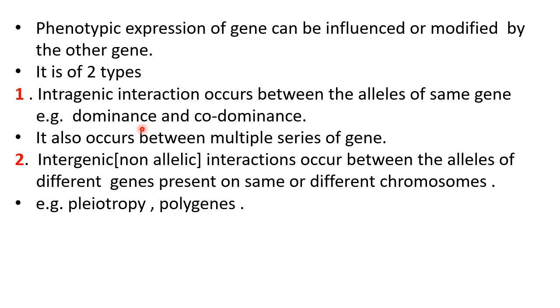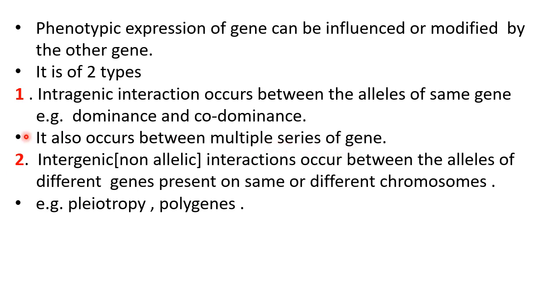Example, dominance and codominance. Now you know that when there is a cross between individuals differing in one pair of contrasting characters, the character which appears in the F1 generation is called dominant and the other one is called recessive. So this is also called the law of dominance. Then in codominance, both the genes or alleles of an allelomorphic pair express themselves equally in the F1 generation, and these individuals are called F1 hybrids. Then it occurs between multiple series of genes.